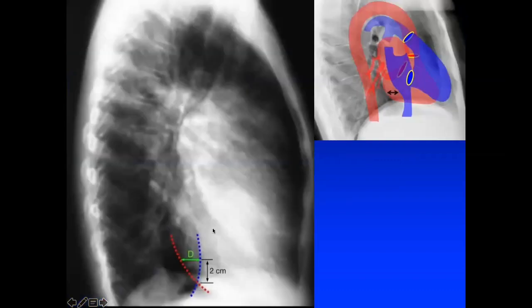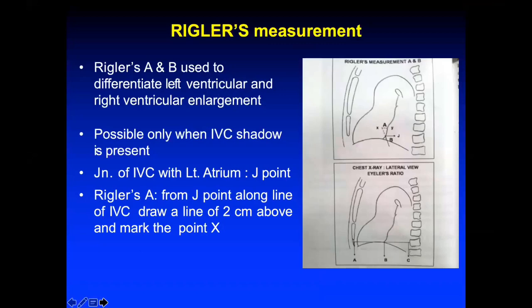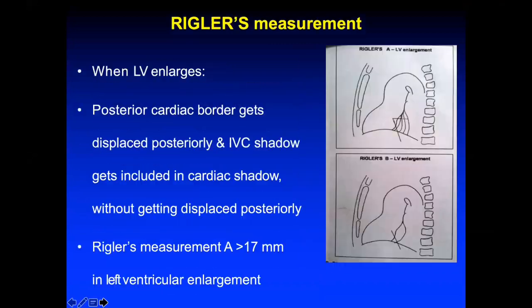So this is how the left ventricle enlarges posteriorly. So this is the IVC, and it goes. The IVC becomes incorporated into the cardiac margin and goes beyond it. Normally the IVC is lying here, but if the left ventricle enlarges, it will go posteriorly. So it enlarges posteriorly in a lateral view. Rigler's measurement and these can all be skipped. Euler's ratio can be skipped because these are not important.